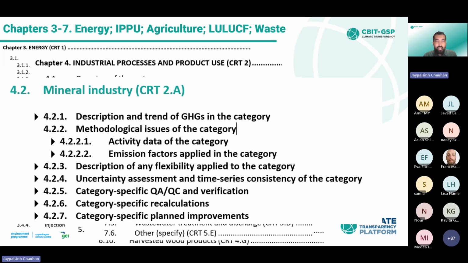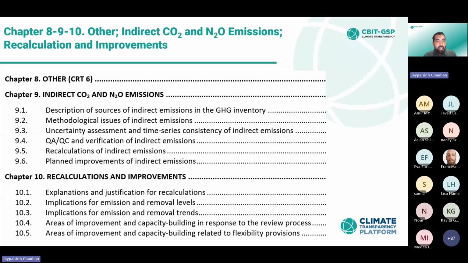whatever we are documenting. Chapters 8, 9, 10. Chapter 8 is about the other sectors, and chapter 9 is about the indirect CO2 and N2O emissions, and chapter 10 is about the recalculation and improvement. This is also as per decision 5/CMA.3. We already have an index provided by the secretariat that all the parties should use. So we have just followed that guideline.